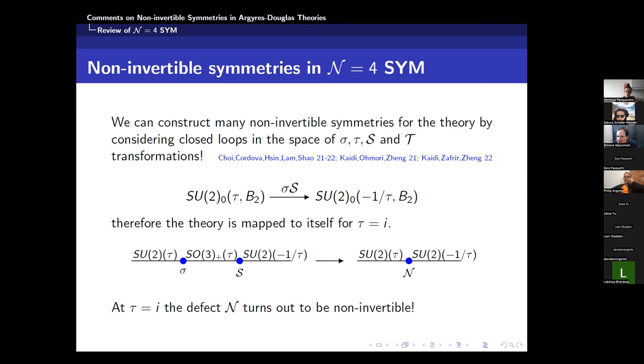Yes, exactly. So here I start from SU(2). If you start from SO(3)_-, it's more relevant for that case. I see. So there are also some non-invertible defects at those values. Yes, if you look at this reference here, the rightmost, they have in detail all the cases for SU(2) and SU(3) also. Okay. Thanks.